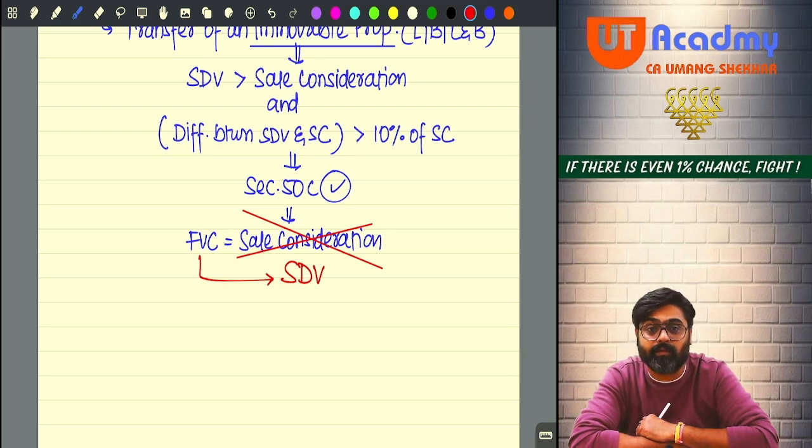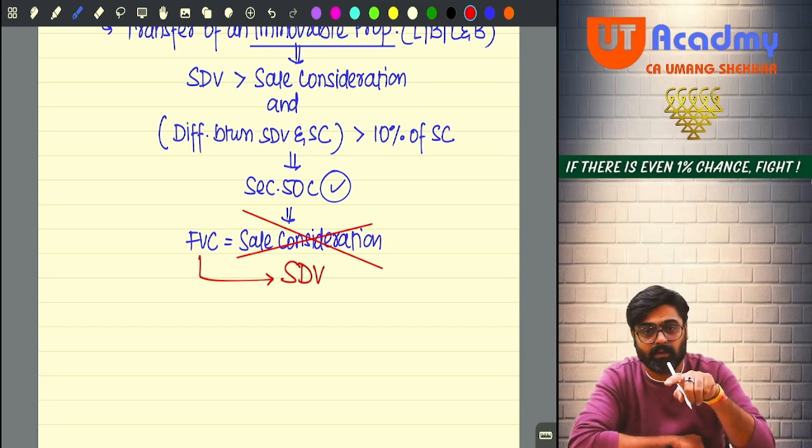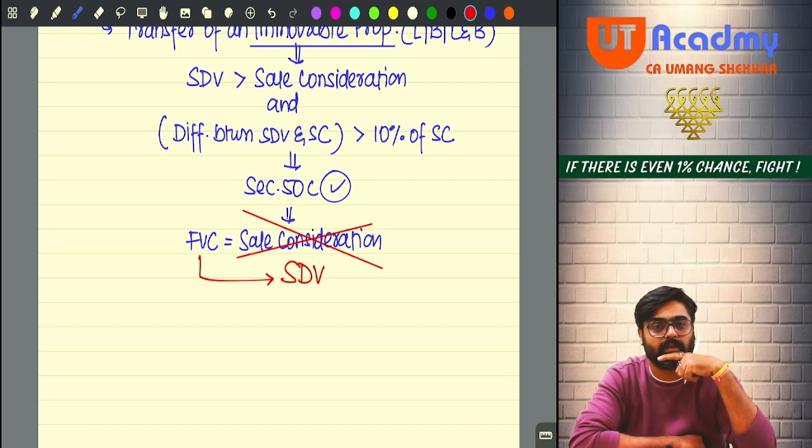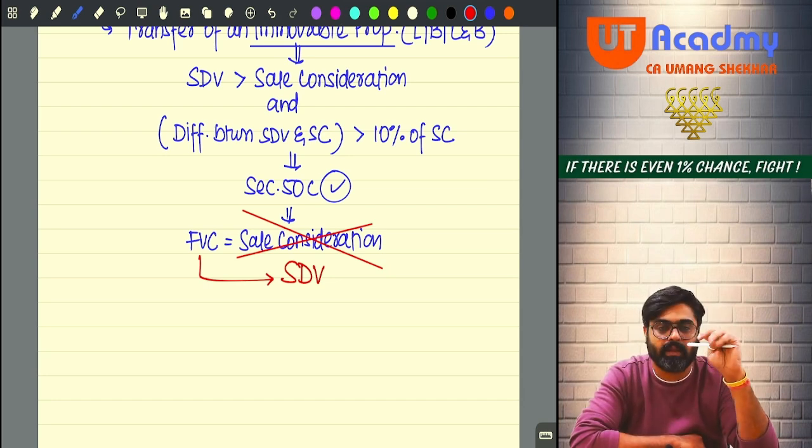Rather, the stamp duty value will be adopted to calculate your capital gains, because it is more than your sale consideration, and the difference between the stamp duty value and the sale consideration is more than 10% of your sale consideration. Why it is done, I'll tell you one thing.